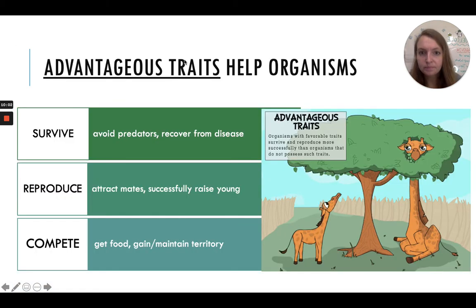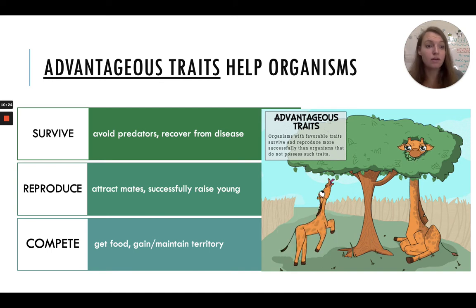Okay. All right. So we know there are different ways that these variations can come about, that there can be differences in us, in organisms. Well, let's talk about the implications of those differences. So advantageous traits: some traits are going to be better for an environment than others. Some traits are going to help certain organisms survive.